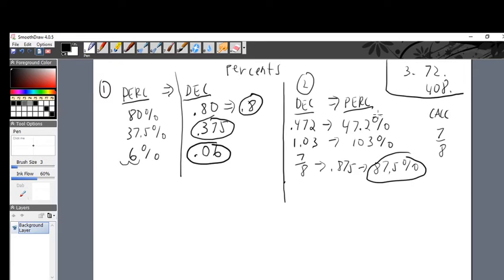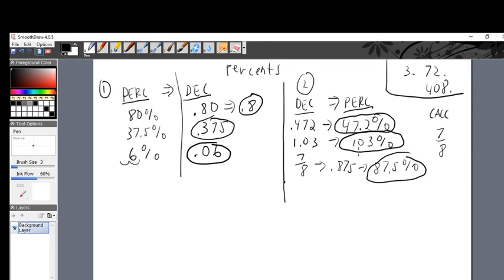You circle this, the final answer. There was no big deal there. This was the final answer. And this one, we needed a calculator to get us to the decimal. Once we got from the fraction to the decimal, we turned it into a percent pretty easily.